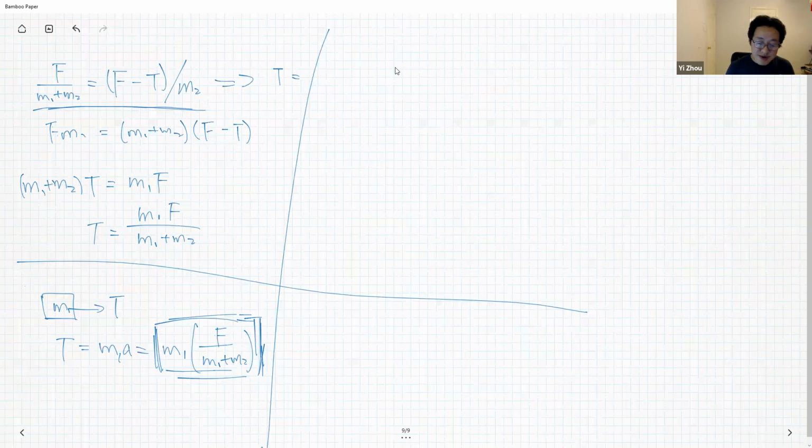So when we see the multiple, okay, let's do a similar example. If you have two objects, M1 and M2, and you are pushing using a force F, how do we find the normal force between M1 and M2?